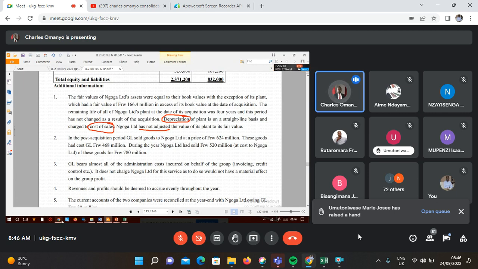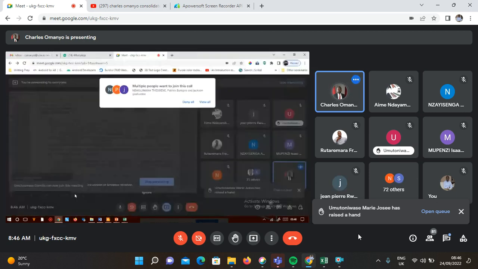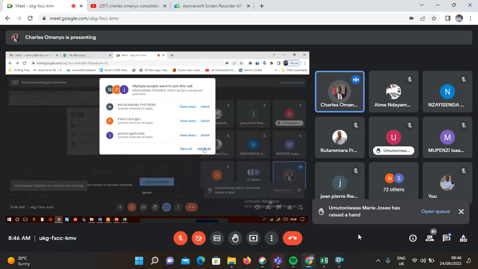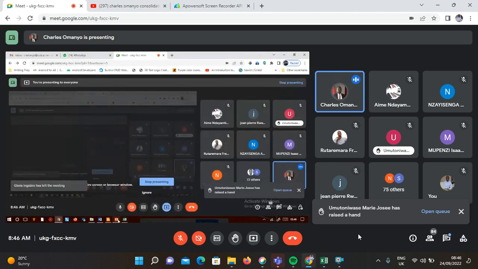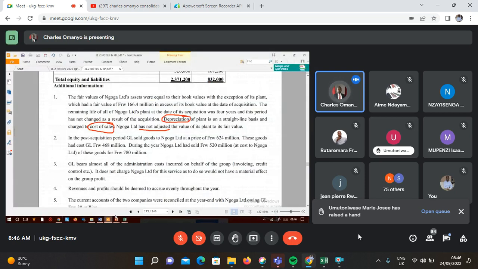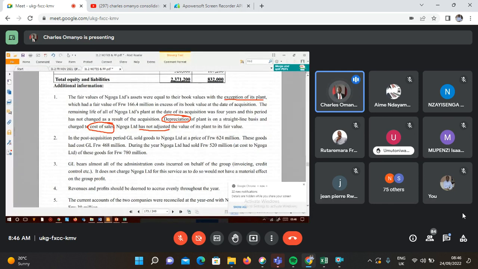Now, when this company was being valued, they found that the value was exactly the same as what was in the books, with the exception of what? Plant. The value was the same as in the books, apart from only plant. Plant is in the factory, of course, you know that. Apart from plant, whose value was higher by how much?